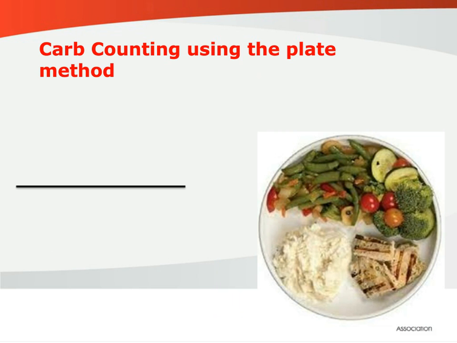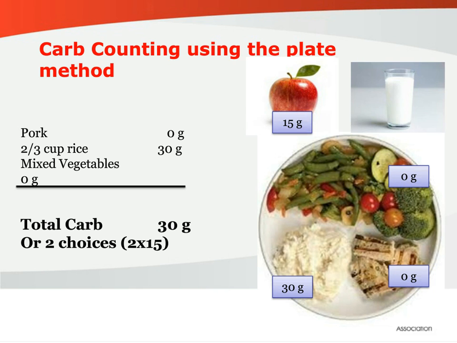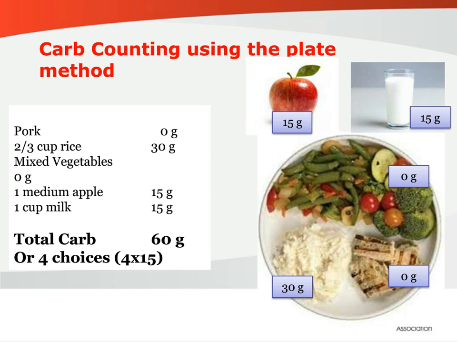All right, so in this example, now we've got potato, chicken, and vegetables. So if you look at that, we had our example. We know that our chicken is going to be free. We've got the mashed potatoes, which would be 30 grams. The vegetables, which are free. And that would be 2 choices, or 30 grams. But if we'd like, we could also add a fruit for 1 choice. And if we'd like, we can add a milk, and that would give us 4 choices. And that, again, would give us our 60 grams of carbs. So that's going to be our plate method.